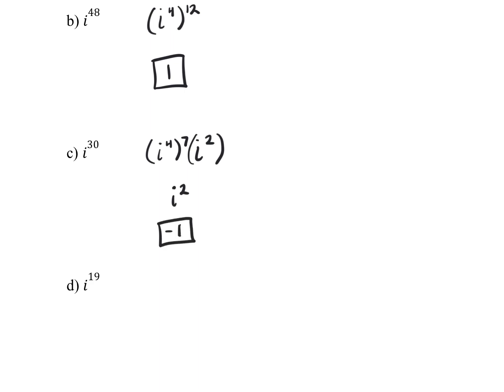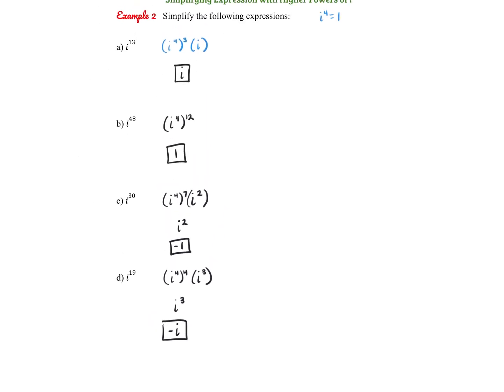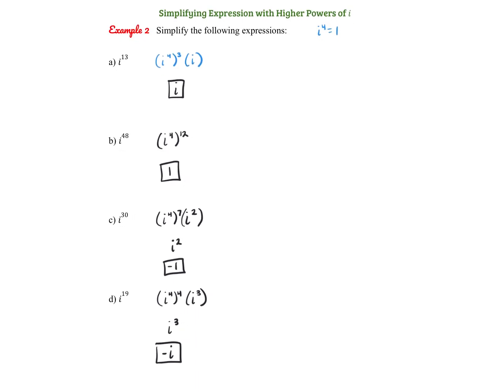And last, how many groups of 4 are in 19? Well, we have i to the fourth. There's 4 groups, which brings us i to the 16th. So then we still need to multiply by i cubed. This is equal to 1. So what we have left is i cubed, which equals negative i. So remember, it's i squared, which is negative 1, times i. So that's how we get that negative i. So that's how we are going to be simplifying those expressions with higher powers of i. Again, just pull out as many groups of i to the 4 as you can.